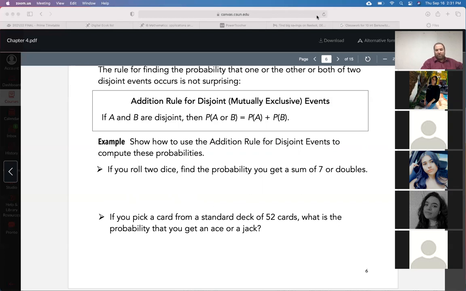So the probability of an ace or a jack is the probability of an ace plus the probability of getting a jack. And what is the probability of getting an ace? 4 out of 52. And how about getting a jack? 4 out of 52. For a total of? 8 out of 52. Which reduces to?